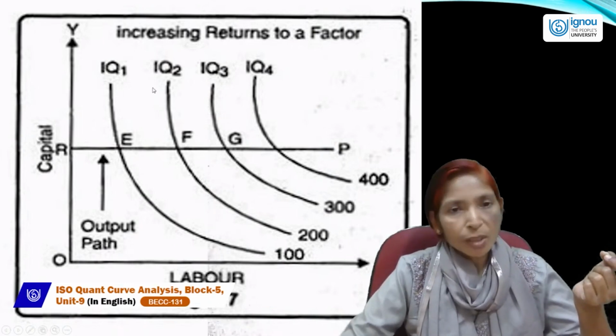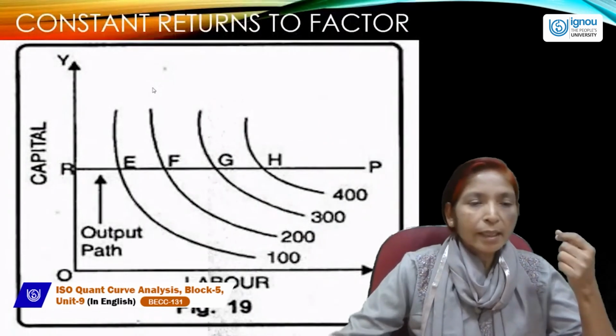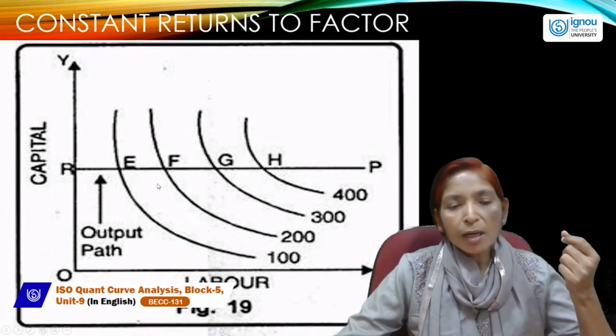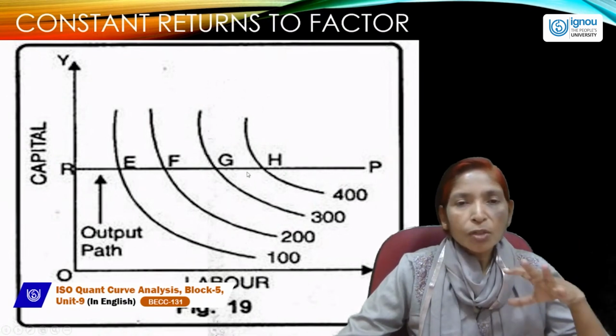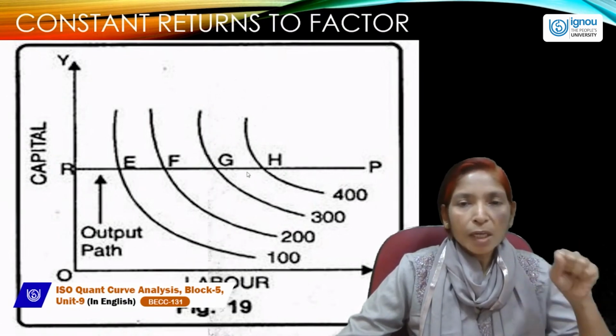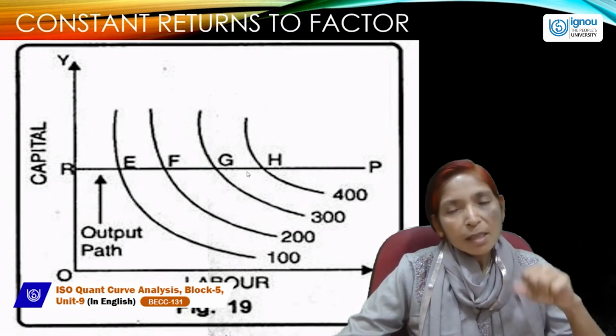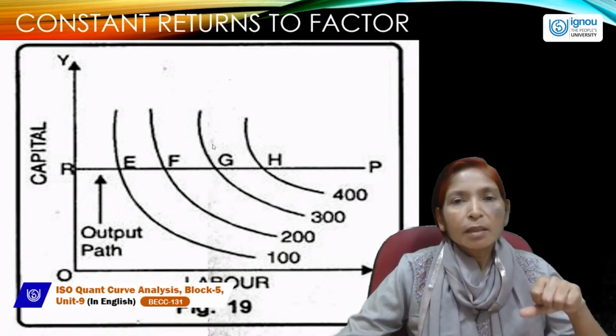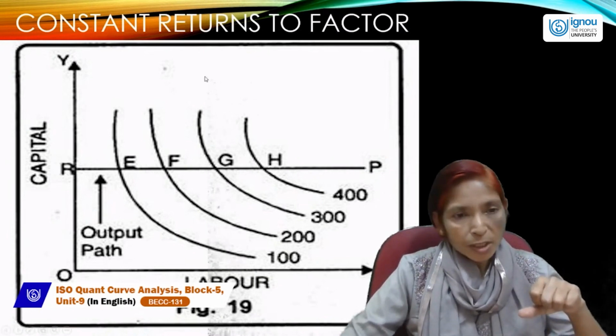If we are using less amount of input but getting the same amount of output, it will show the increasing returns to factor stage. In the second case, if the gaps between E, F, G, H are all equal, if EF is equal to FG is equal to GH, we are using the same amount of input for getting the same amount of output. This will show the constant returns to factor situation.